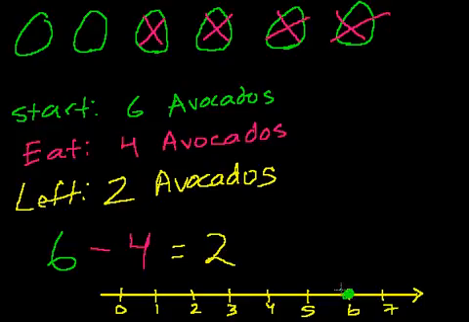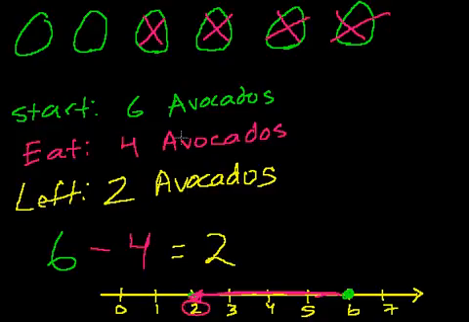You're taking away, right? If I ate 1 avocado, I would have 5 left. If I ate 2 avocados, I would have 4 left, right? So the number of avocados that I eat is the number that I take a jump to the left. So it says I ate 4 avocados. So I ate 1, 2, 3, 4 avocados. So I will go 4 spots to the left when I eat my 4 avocados. And I will be left with 2 avocados.